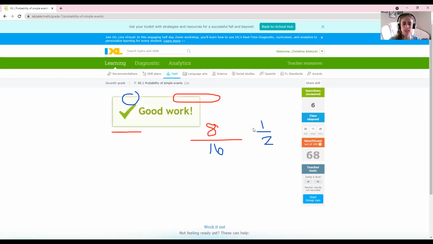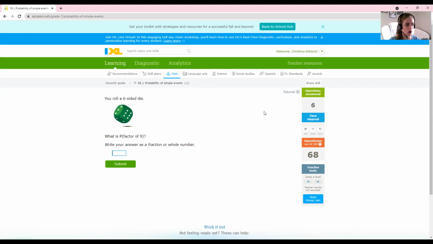Let's bump it up one more time. Actually, we'll go ahead and do this one. Never mind. All right, this one is a little bit different because if we look at what our probability statement is, we want to find factors of 9. Well, let's list out our factors of 9.